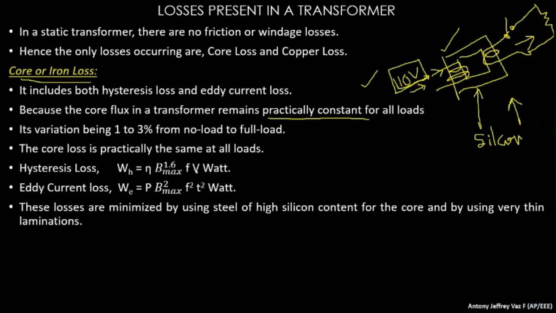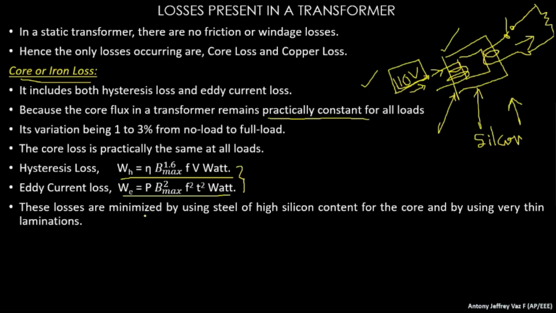In core loss, there are two types of losses. One is hysteresis loss and another one is eddy current loss. Hysteresis loss has a formula of Wh equal to eta B max to the power 1.6 f V. B max represents the maximum flux density in the core, f is the frequency and V is the voltage. The second part is the eddy current loss, We. Here P is a constant, B max is again the flux density, f is the frequency and t is the thickness of the lamination. This depends on t.